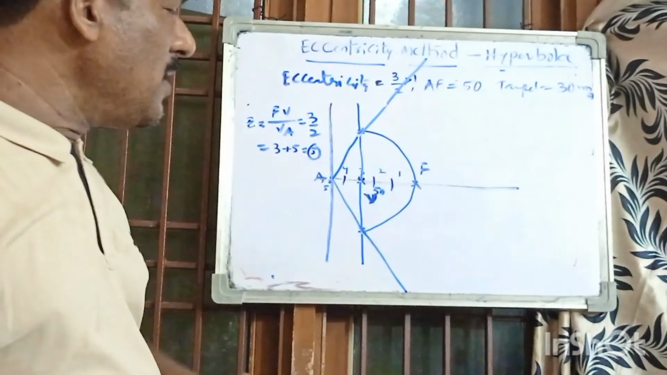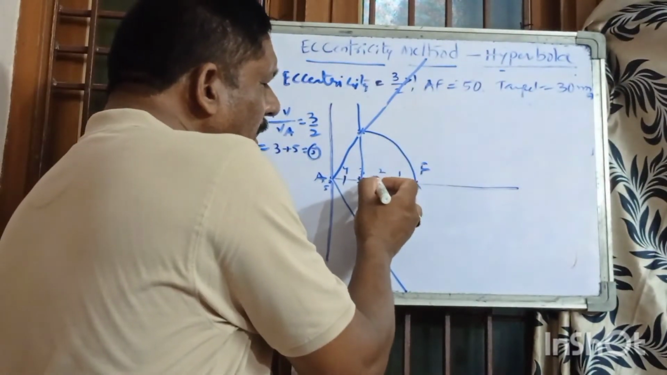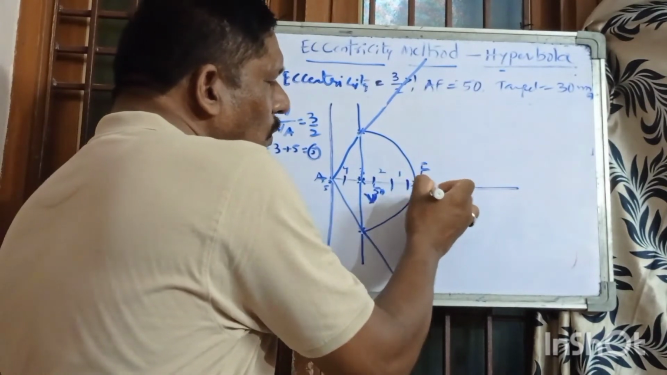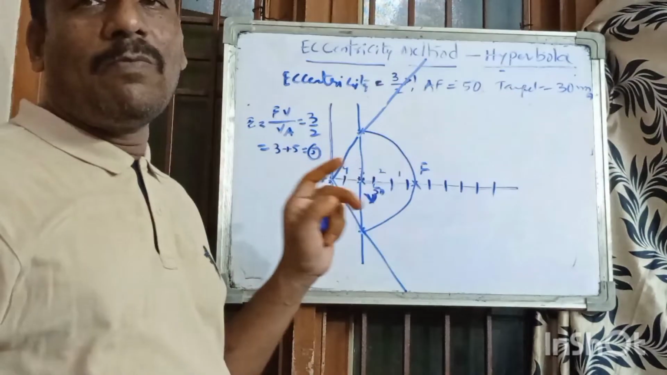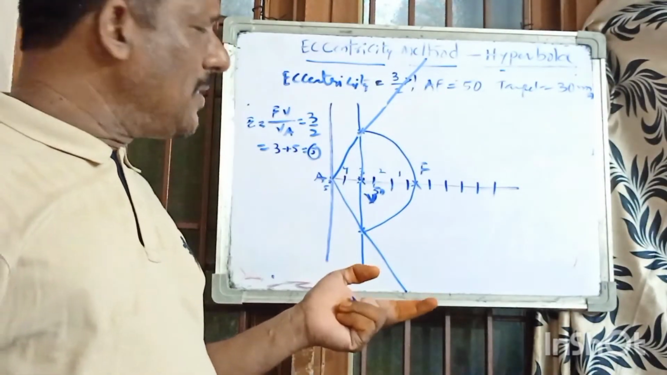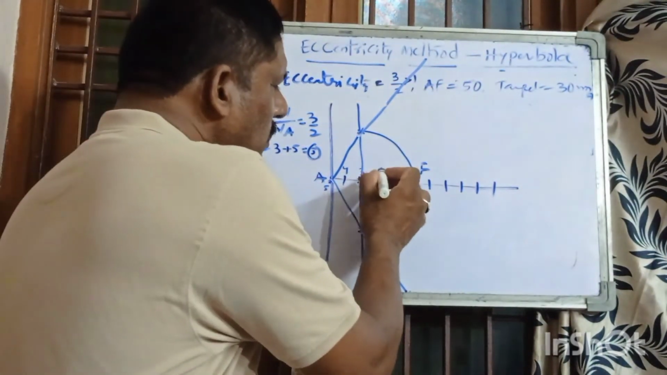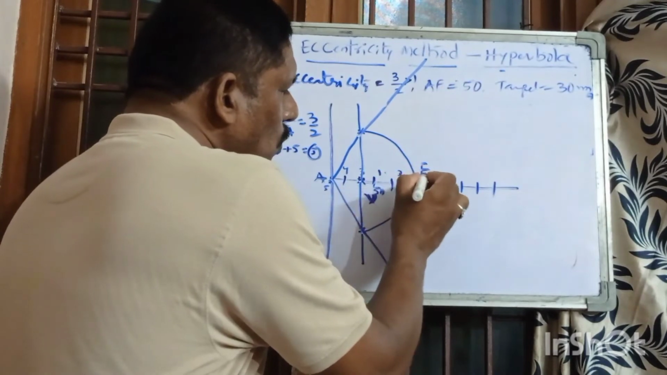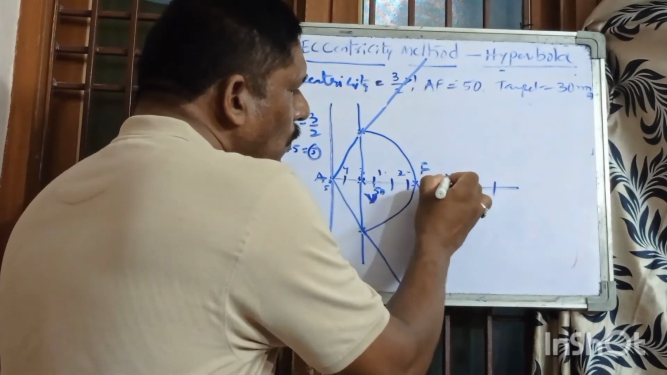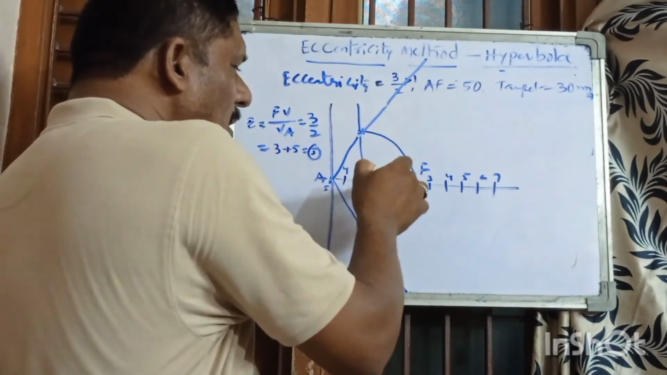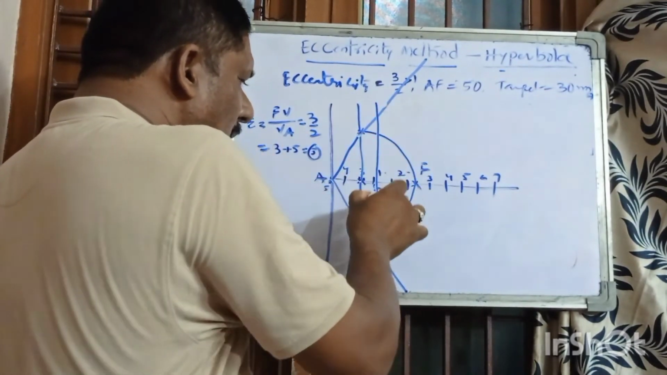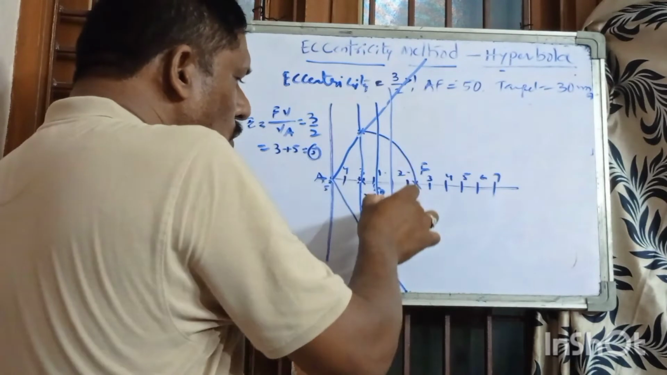Once again the procedure is the same. Take a number of points from V, 1, 2, 3, 4, 5, 6, 7, 8. As you wish, you can take 7 to 10 points in the examination. Suppose we number them 1, 2, 3, 4, 5, 6, 7 like that. From all the points, draw vertical or parallel lines.